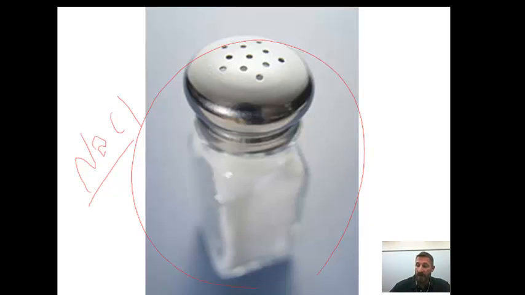Sodium has a mass of about 22.99. So that's the mass of sodium. Chlorine has a mass of 35.45. So if we add those two masses together, we get a molar mass of 58.44 grams in a mole. That's the molar mass of 1 mole of sodium chloride.